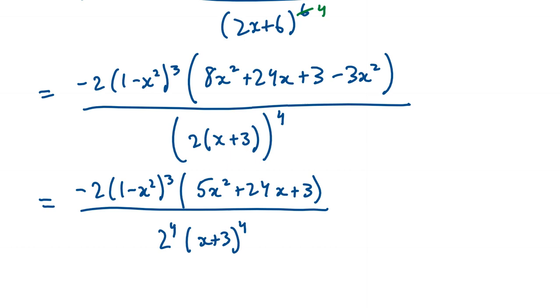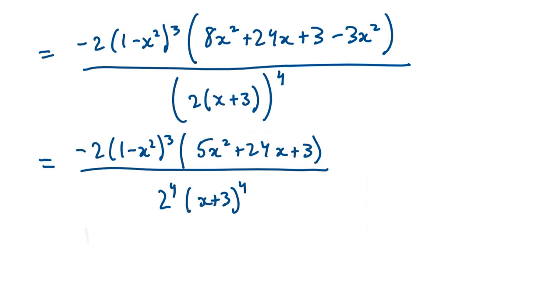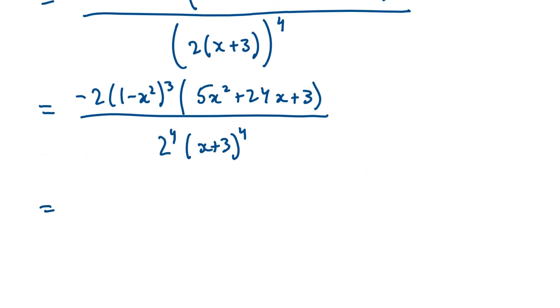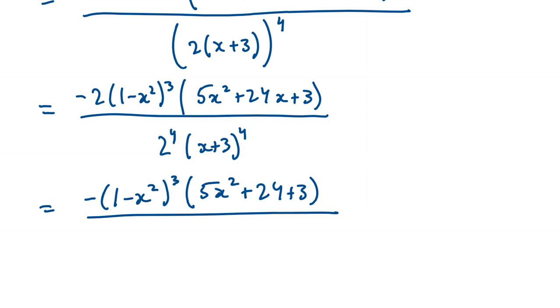And then look at this. My 2's are going to cancel a little bit. So this is 2 to the 4th and 2 to the 1. So I'm going to get a 2 to the 3 or 8 on the bottom. So I get negative 1 minus x squared cubed times 5x squared plus 24x plus 3 all over 8 times x plus 3 to the 4th. And we're done.